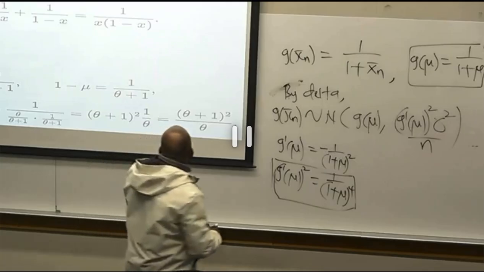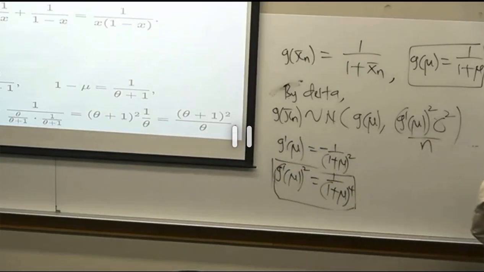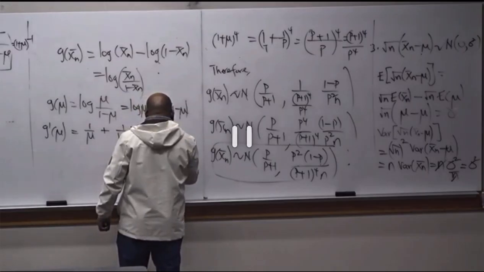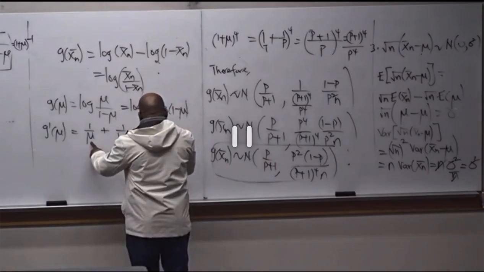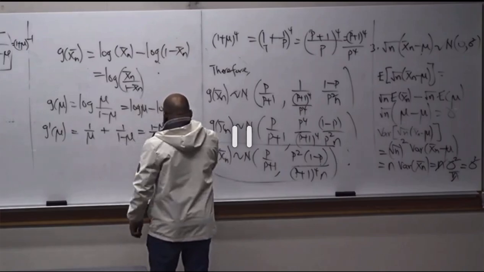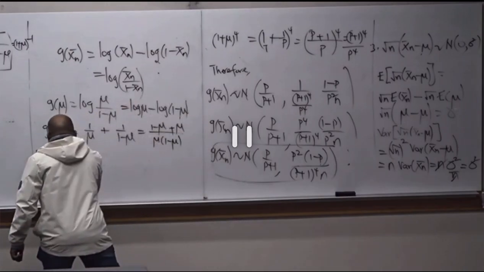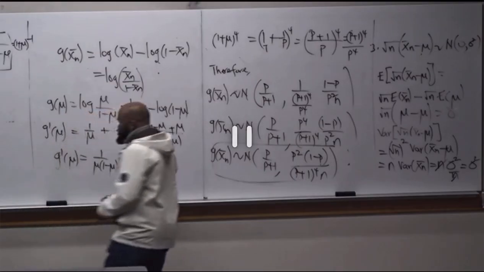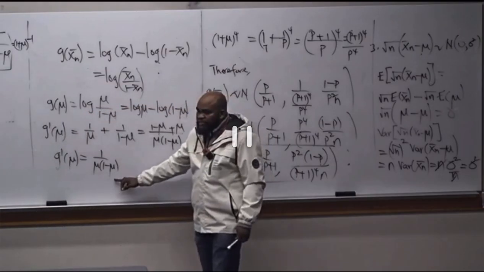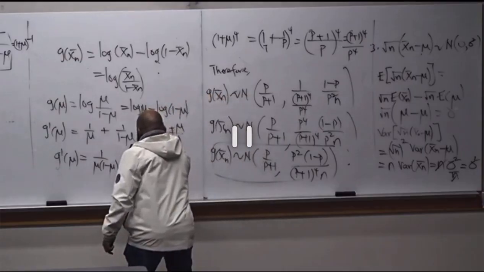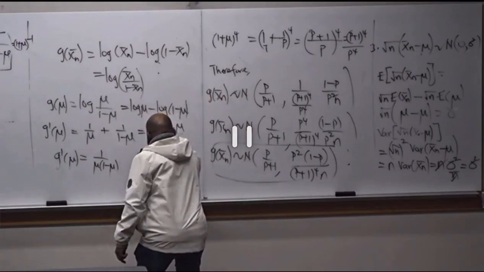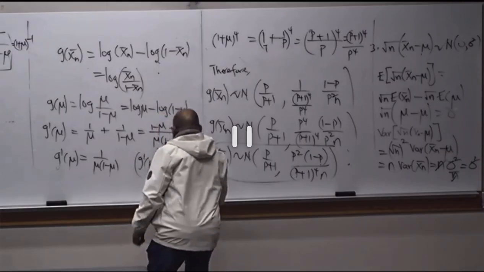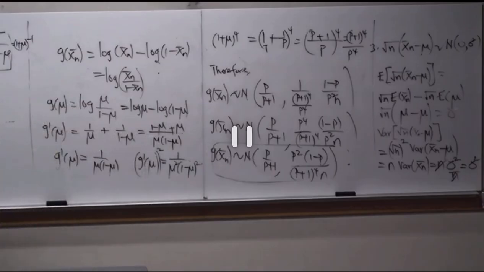When you try to simplify this guy, there's a lot of algebra here. So this is going to be 1 minus mu plus mu. G prime of mu is going to be 1 over mu times 1 minus mu. When you do the algebra, we have this. And when we have this, take the square. What is the square of that? That will be 1 over mu squared times 1 minus mu all squared.